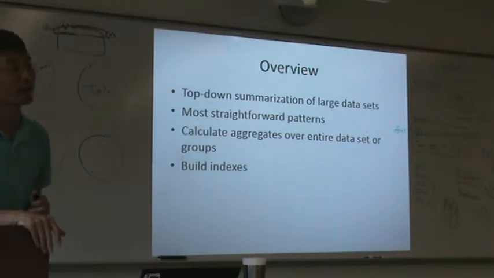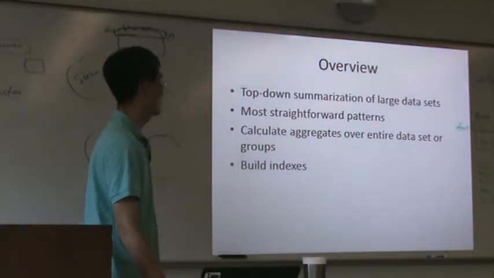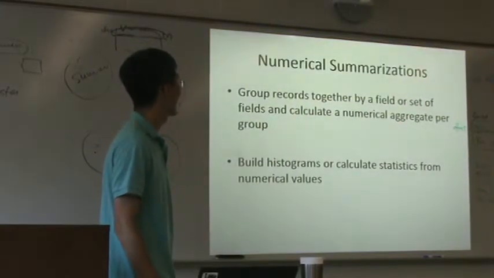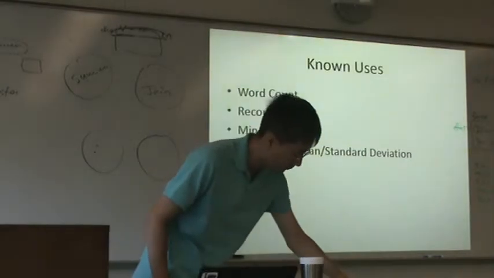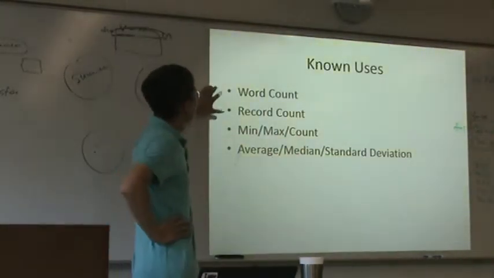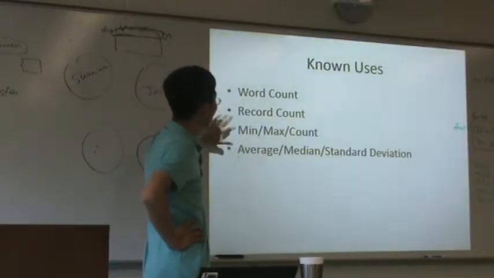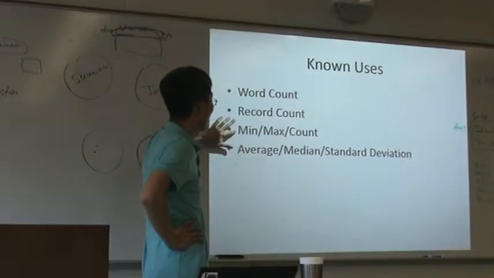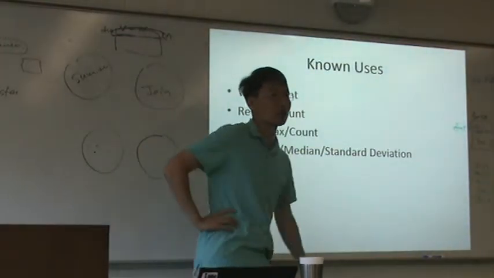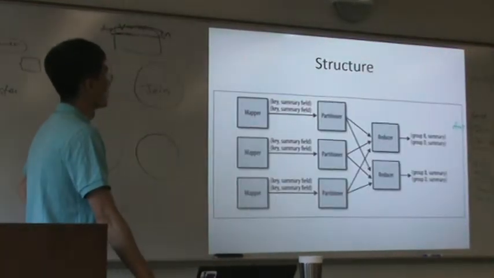If you are familiar with C code, the aggregate functions, and also you can build the index. So it's a numerical summarization. This is an example: word count, record count, minimum, maximum, count, average, and it can be median, standard deviation. Mostly these are statistical functions.